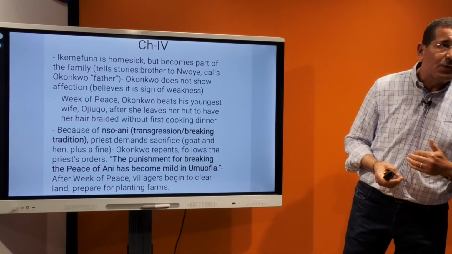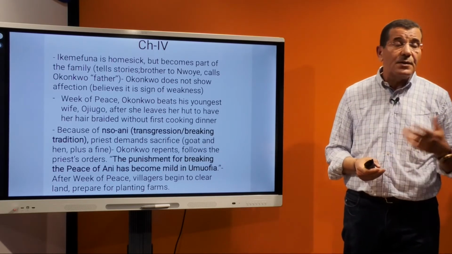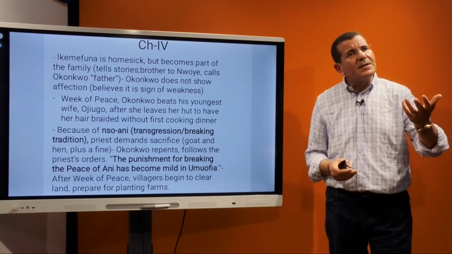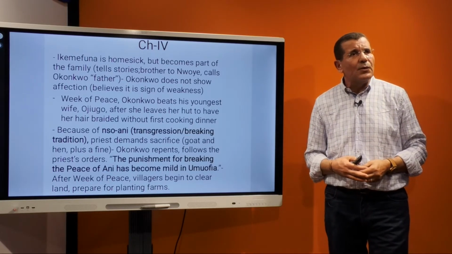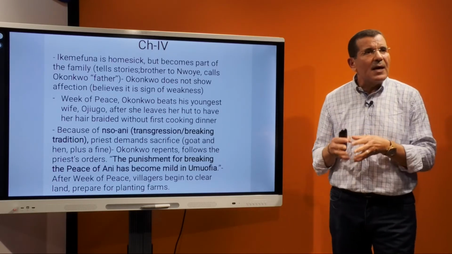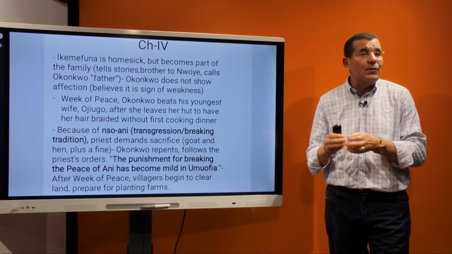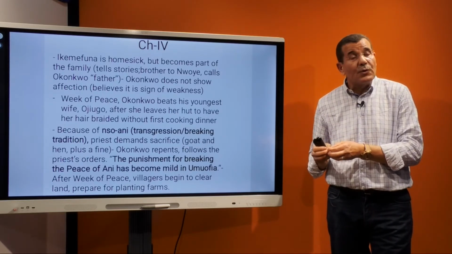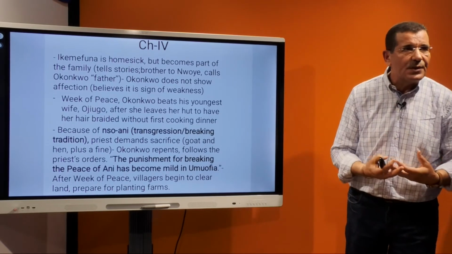Ikemefuna, the boy brought to Okonkwo's home, felt homesick, and they start telling a story here. Nwoye calls Okonkwo's father, and Okonkwo doesn't show affection, a lack of affection also. This physical strength, together with the lack of affection, is criticized, because Okonkwo believes that showing one's emotion is a sign of weakness.